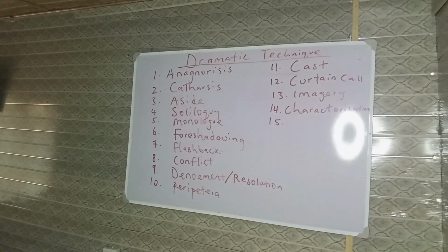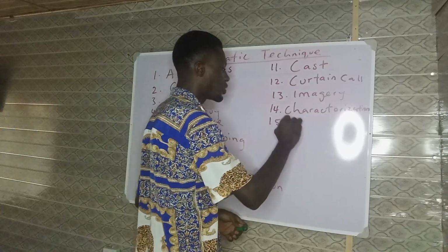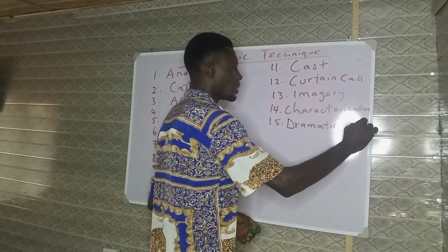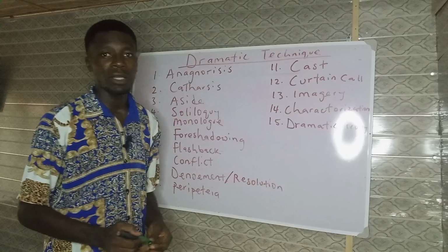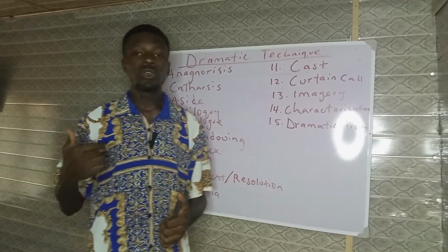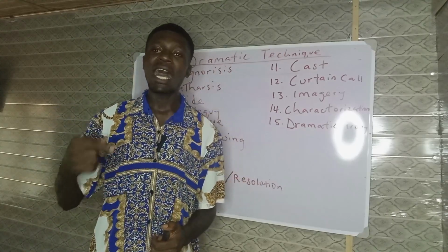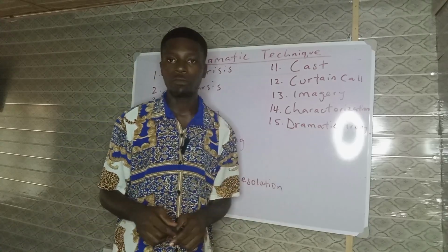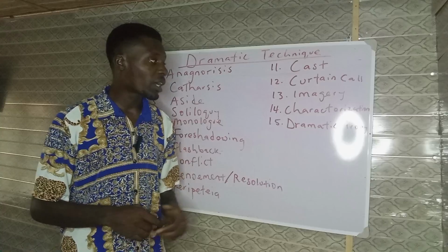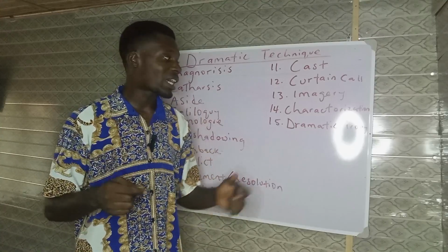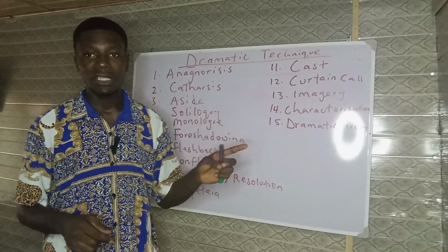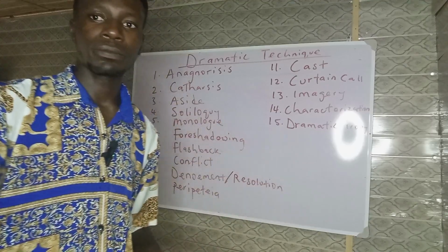The last one we'll be looking at in this conversation is dramatic irony. The dramatic irony occurs in drama when the readers or audience are aware of something that the characters are not aware of. It happens in drama where the readers and audience are aware of something that the characters on stage are not aware of.